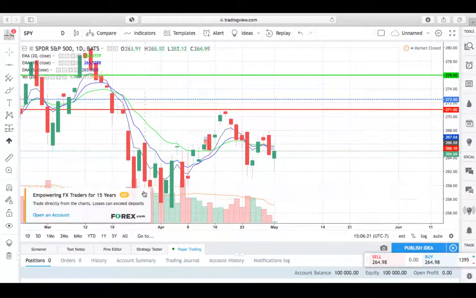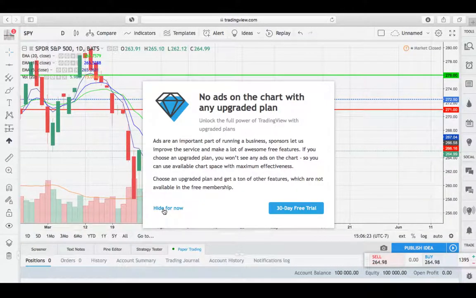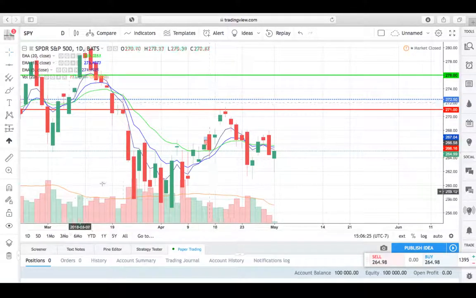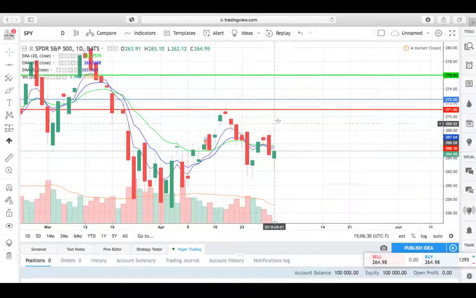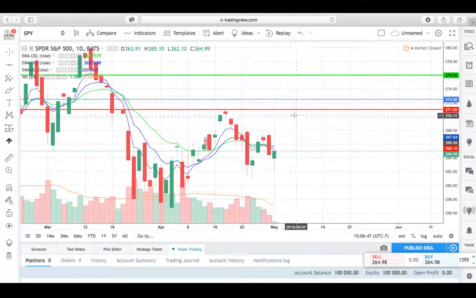We need this thing at expiration. Oops, so this is the free version, so it will have ads. We need this thing, anytime between the time that we open to at expiration, to continue to stay below our short strike plus the credit that we received. So our short strike is 271 plus $1.50 credit. That's 272.50.